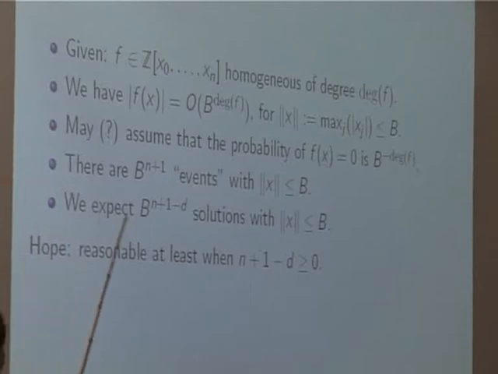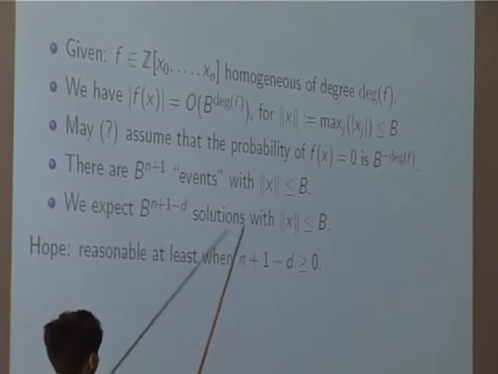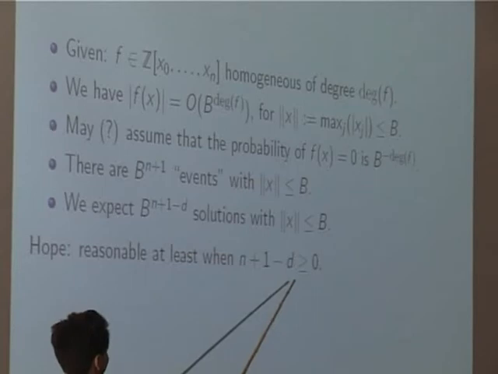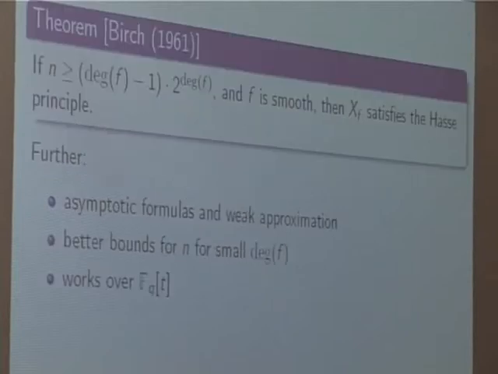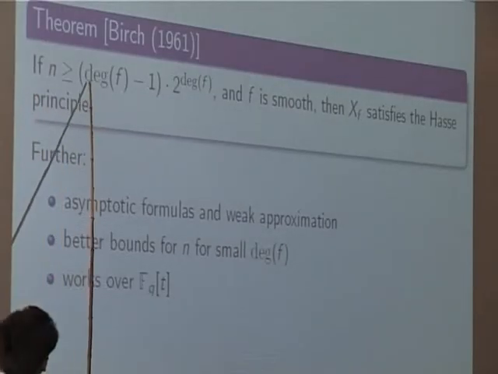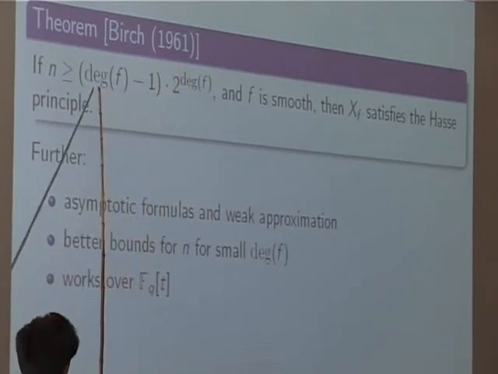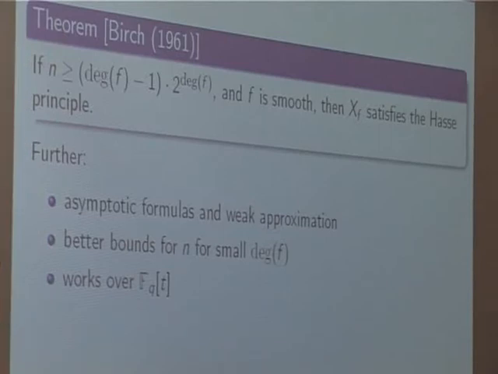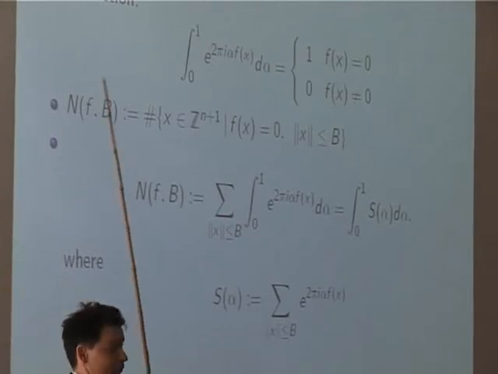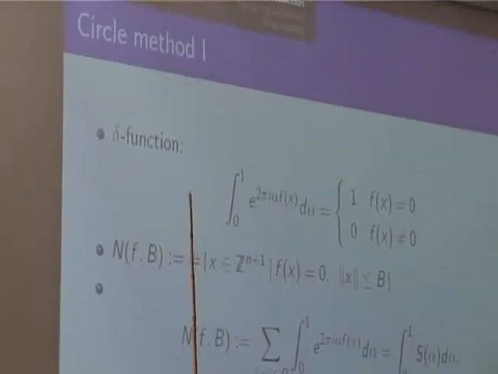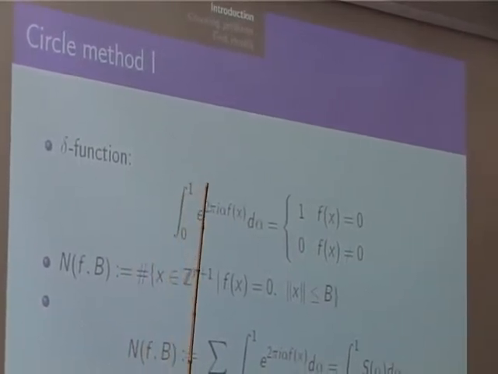The hope is that this analysis is actually reasonable, and the corresponding statement is provable if n plus 1 minus d is much bigger than 0. And the previous theorem by Birch says exactly that. If n is much bigger than the degree, in fact 2 to the degree rather than just the degree, and there is some constant like this, then indeed the heuristic is correct. I want to sketch very briefly the analytic approach to this. We'll have a short course on the circle method next week.